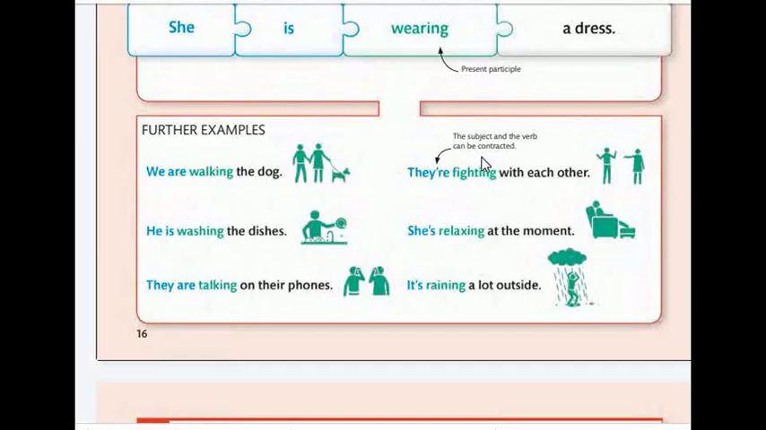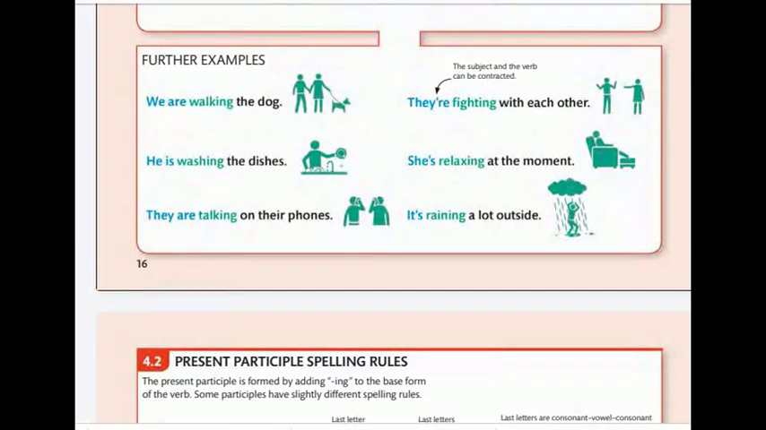The subject and the verb can be contracted. She is relaxing at the moment. It is raining a lot outside.